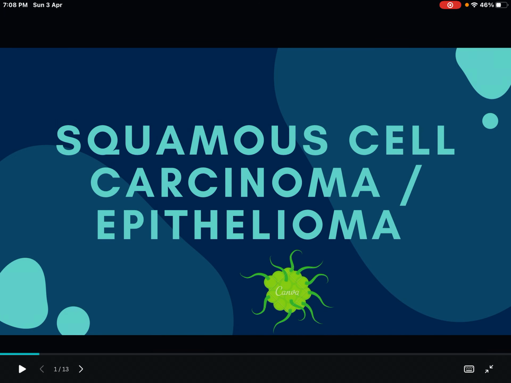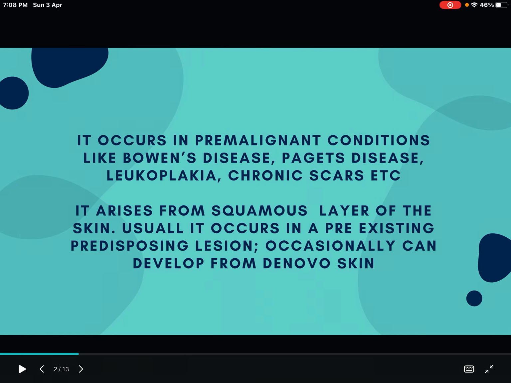Okay, now let's talk about squamous cell carcinoma or epithelioma. It is a 4-marker question in surgery, so let's see what things we have to write for a 4-marker question. Coming to the definition part, it occurs in pre-malignant conditions. Squamous cell carcinoma occurs in pre-malignant conditions like Bowen's disease, Paget's disease, leukoplakia, chronic scar, etc.